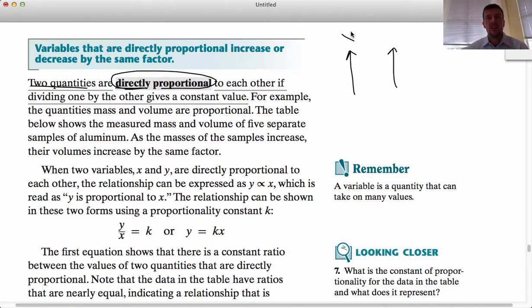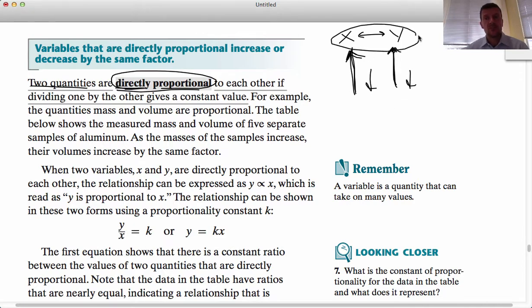So if you have item X and item Y, and X and Y are related in some way, they're related in a direct proportion if when X increases, Y also increases. They don't have to increase by the same amount, but if they both increase, when one increases, the other increases, that's a direct proportion. Or if when one goes down, the other goes down, that's a direct proportion.